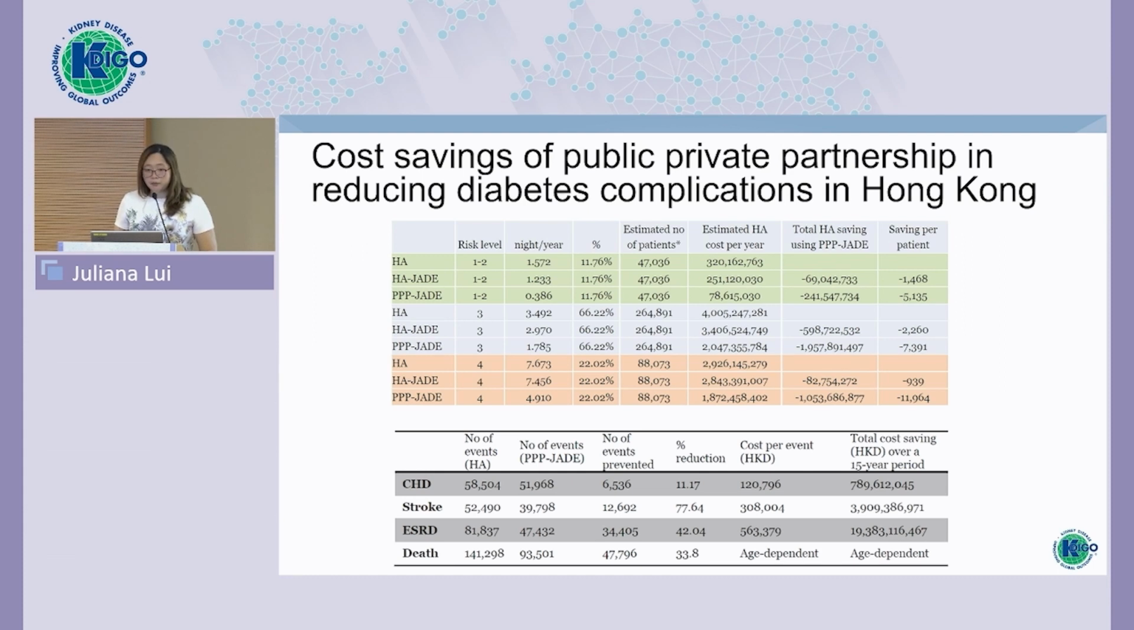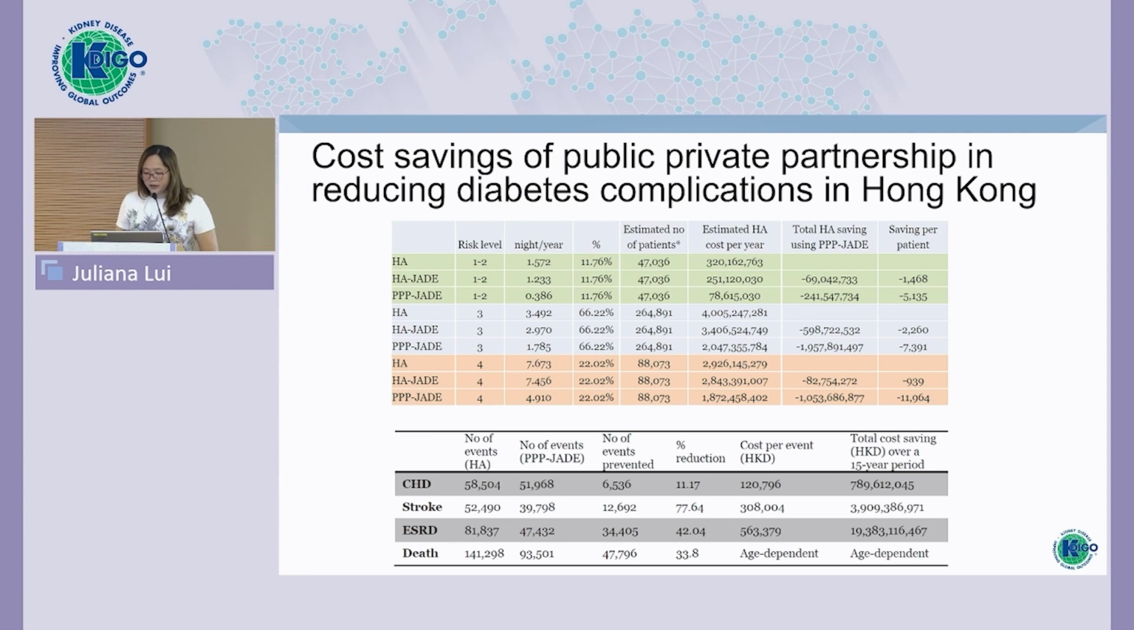The JADE public-private partnership was estimated to save 391 Hong Kong dollars and 11,964 Hong Kong dollars per patient for levels 3 and level 4 JADE risks respectively, as compared to a normal HA care program. Even using a JADE assessment in an HA public hospital setting would actually save around 1,000 to 2,000 Hong Kong dollars per patient.